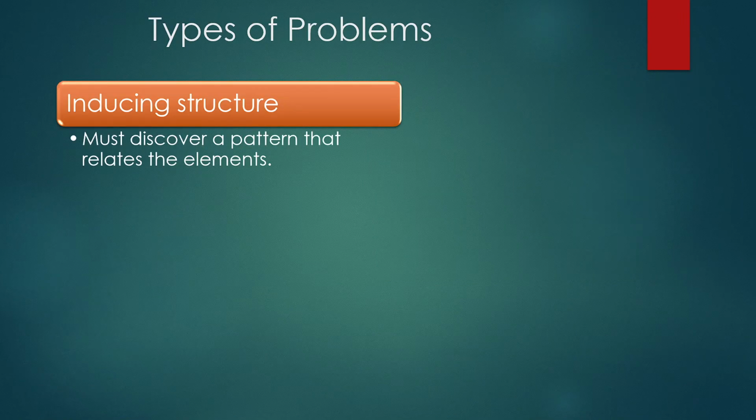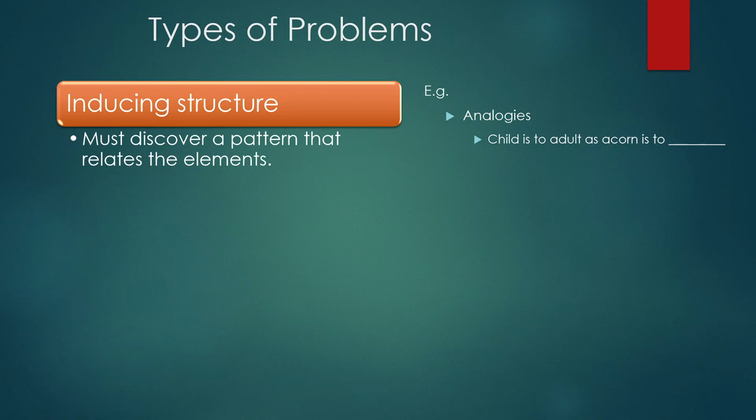All right, let's jump into the topic at hand, which is problem solving. And let's start by talking about the different types of problems. There are some problems that have what we call inducing structure, which is a type of problem where our job as the problem solver is to discover a pattern that relates the elements within the problem. And so an analogy would be a good example of an inducing structure kind of problem.